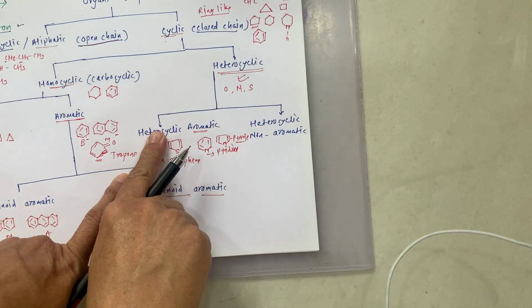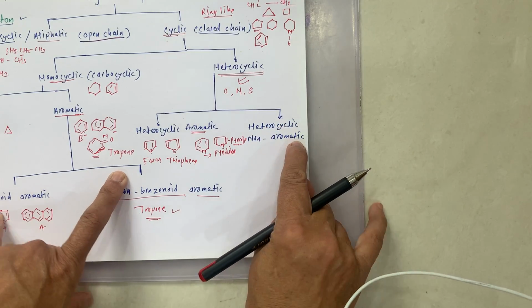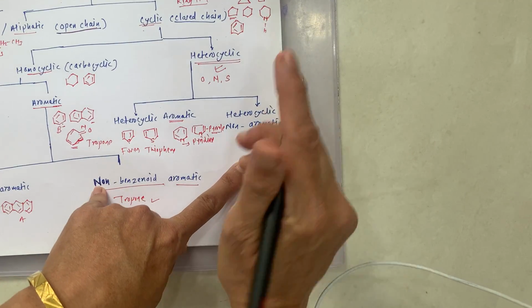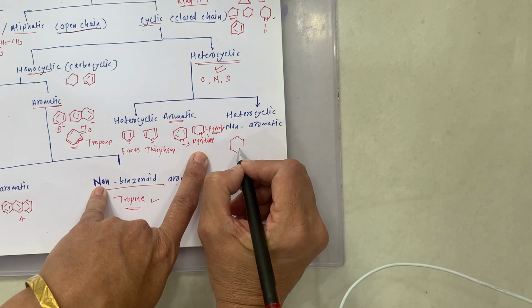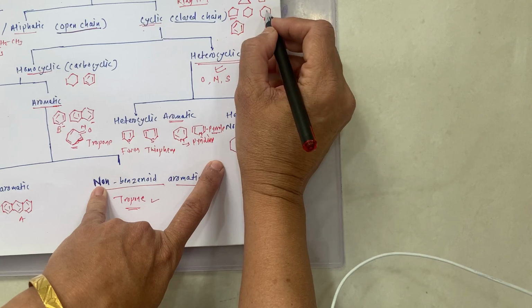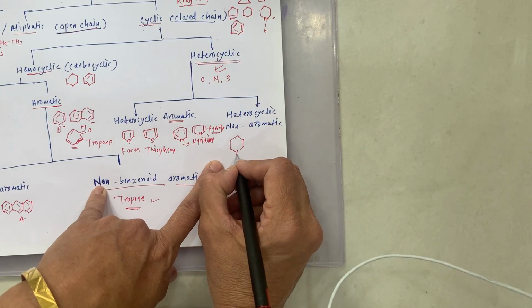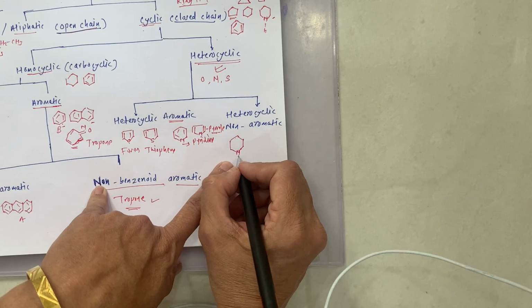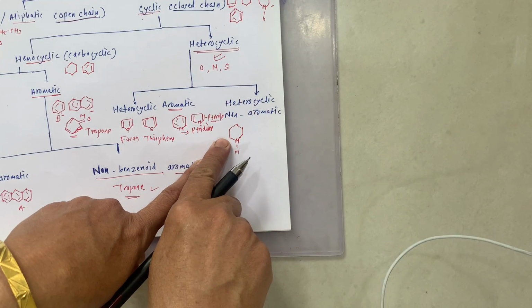Now what is the difference between heterocyclic aromatic and heterocyclic non-aromatic? See now, this is the example. When there is a cyclohexane ring like 1, 2, 3, 4, 5, 6, but one of the carbons is replaced by N, then such a type of compound does not have aromatic character.